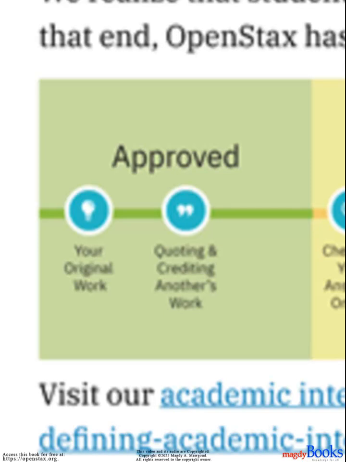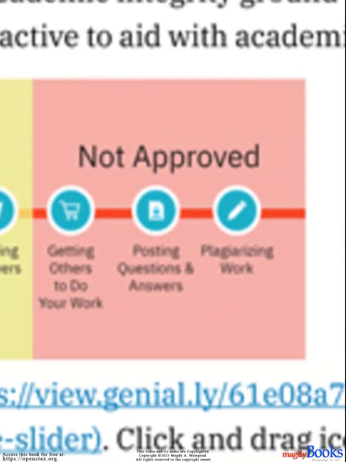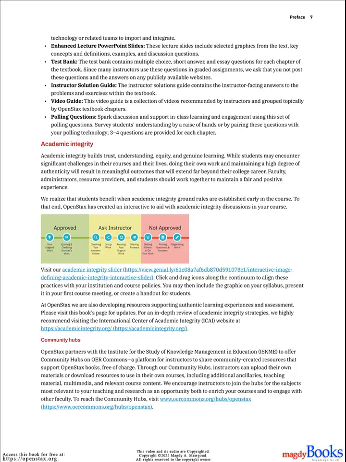Approved: your original work, quoting and crediting another's work. Ask instructor: checking your answers online. Group work, reusing past original work, sharing answers. Not approved: getting others to do your work, posting questions and answers, plagiarizing work. Visit our academic integrity slider at https://view.genial.ly/61E0887596DB8703D591078C1/interactive-image-defining-academic-integrity-interactive-slider. Click and drag icons along the continuum to align these practices with your institution and course policies.